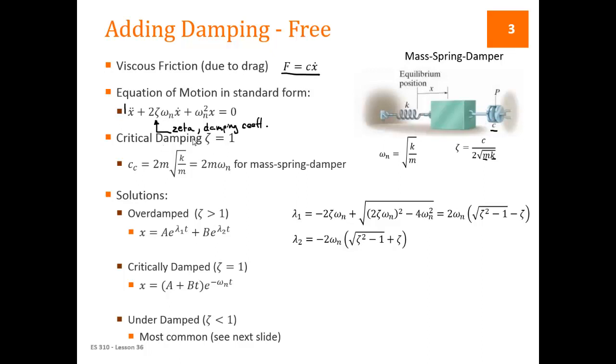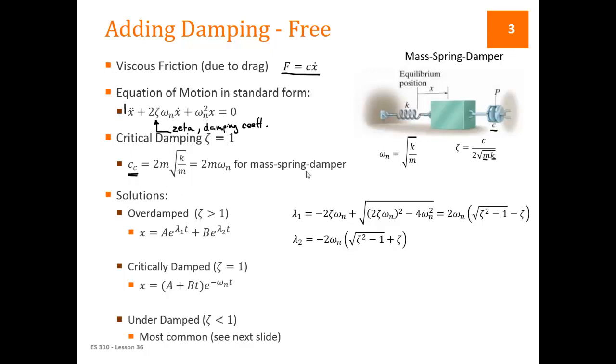There are three possible conditions for the damping coefficient. It can be equal to 1, in which case we have critical damping, it can be less than 1, or it can be greater than 1. So for critical damping, zeta is equal to 1. If we plug in 1 for zeta, we can solve for the critical damping value, which is equal to 2m times omega n, or 2m times the square root of k over m.